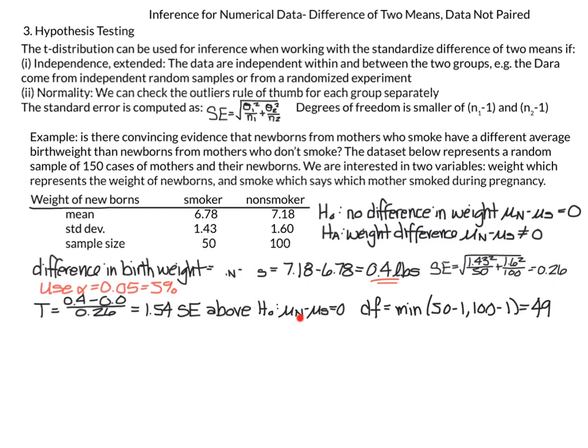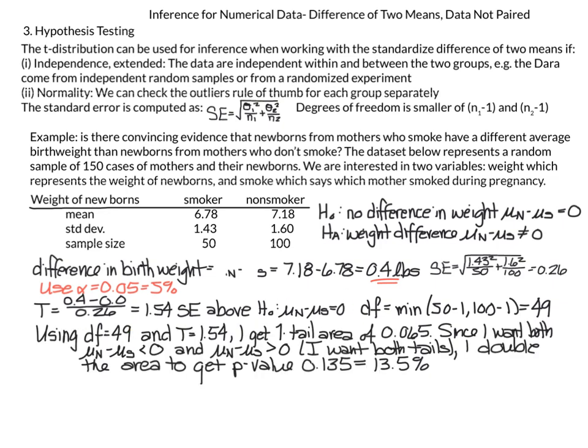Put a different way, we're going to assume H0 is true, and the real difference between the populations is equal to 0. Our sample, which was 0.4 difference, is 1.54 standard errors above what we were expecting with the null hypothesis. My table on paper doesn't go to 49, so I looked it up using the internet. Using degrees of freedom equals 49, and t, our test statistic, equals 1.54, for one tail area, I get 0.065.